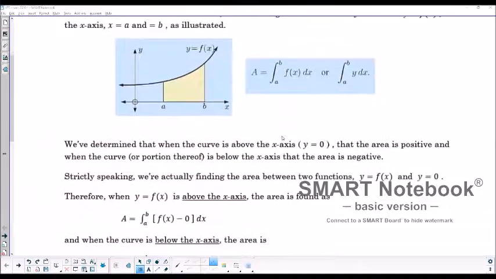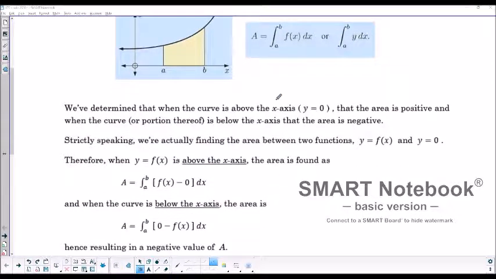What that is actually looking at specifically is, in a way, the area between two functions, where one function is the given function, and the other function is the x-axis, y equals 0. So when the graph y equals f of x is above the x-axis, the area is simply f of x minus 0, where this is the upper function and this is the lower function. We just subtract them, and we find the area between the functions.